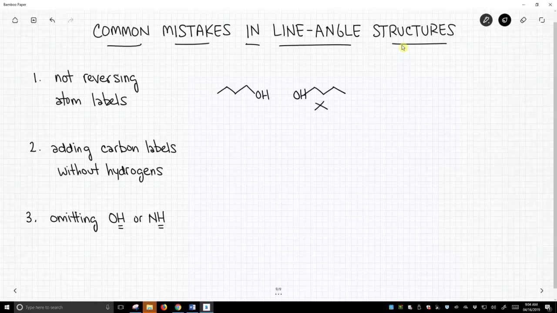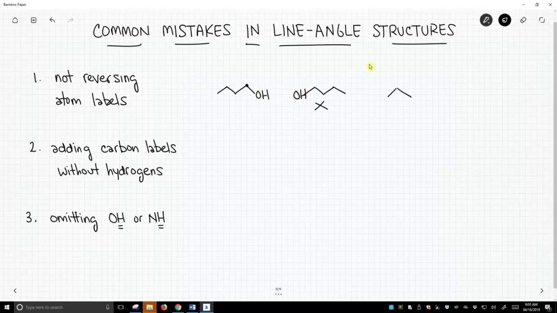Unfortunately, this is incorrect. In this original structure, we're trying to say that this carbon is bonded to the oxygen. And when you turn around the group and you say OH this way, you're implying that that carbon is actually attached to the hydrogen and then the oxygen. So you haven't reversed the label, the OH label. You can't leave it as an OH.